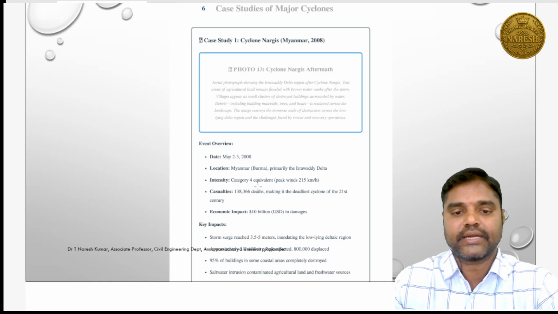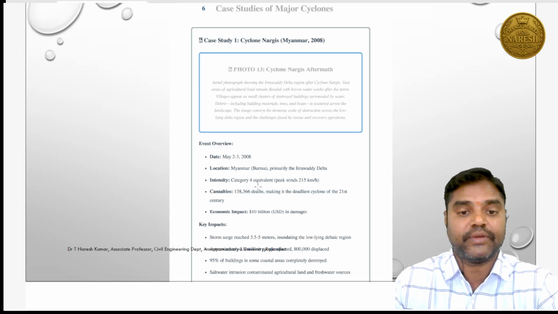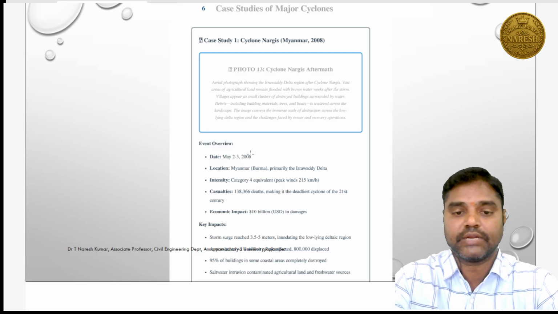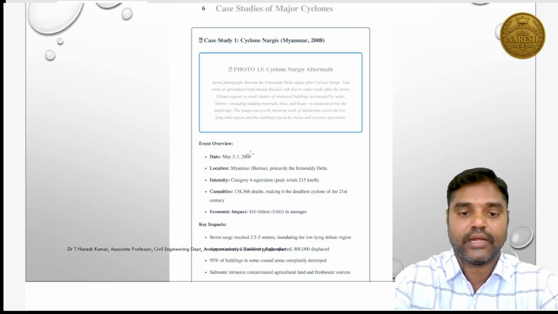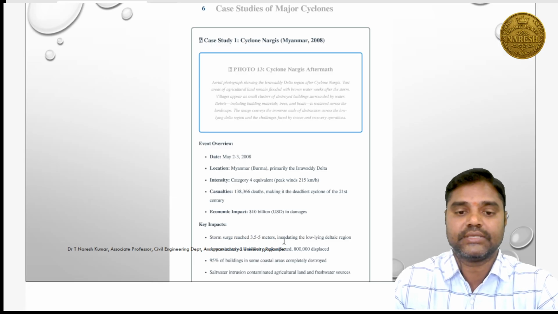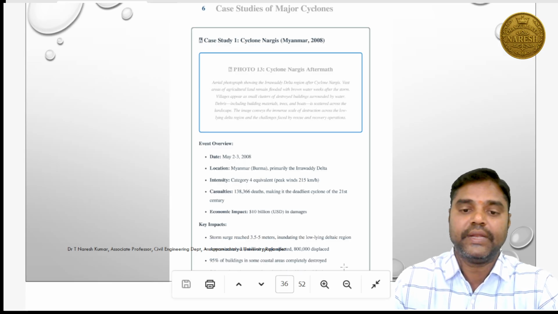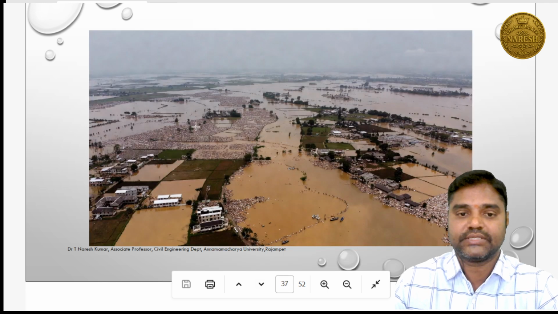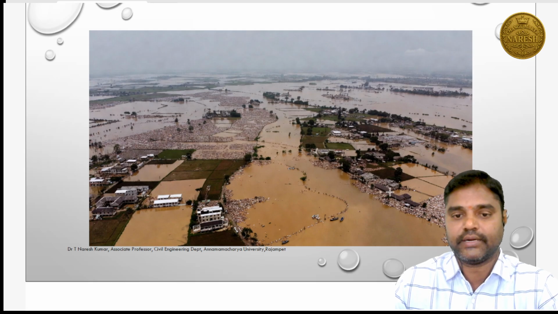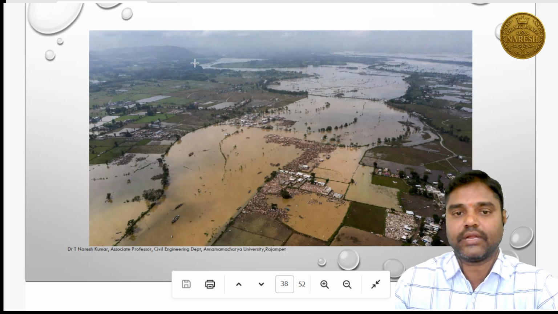The total economic impact was almost $10 billion in damage. The key impacts: storm surges reached almost 3.5 to 5 meters, inundating the low-lying deltaic region, and almost 95% of buildings in some coastal areas were completely destroyed. So this is one case study you can see. This is the way the cyclone covered all the residential houses with flood. And this is one more aerial view of the cyclone, which covered everything in Burma.